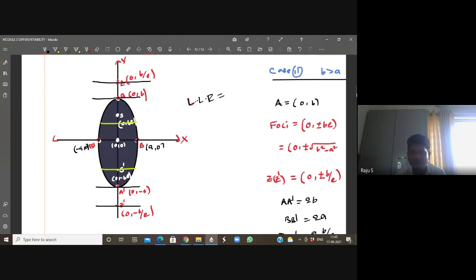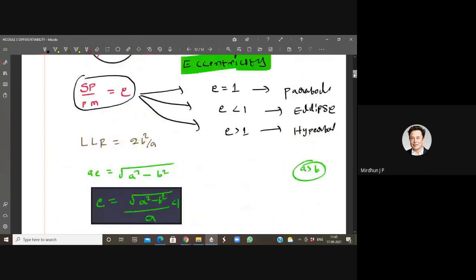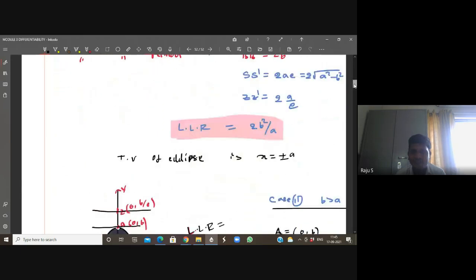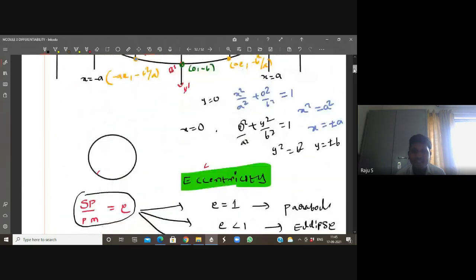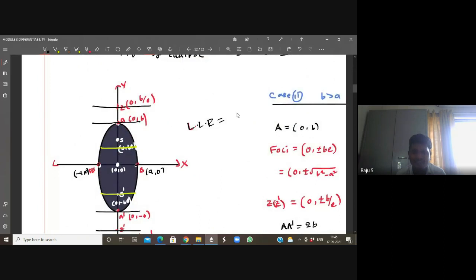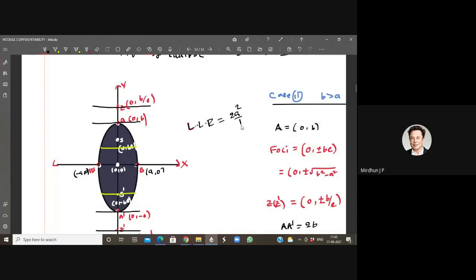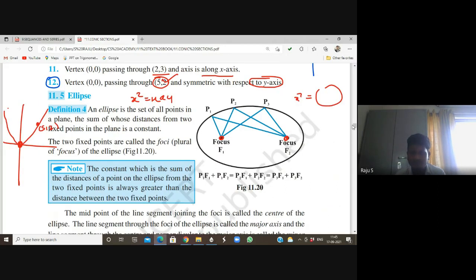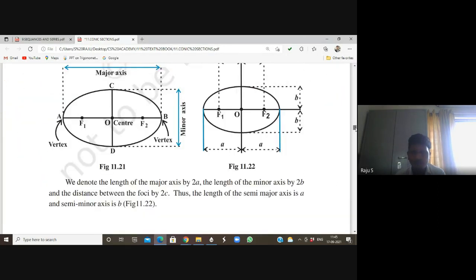LLR. What is LLR here? 2b square by a, for the length of the latus rectum. Yeah, here 2b square by a is for the major axis on the x-axis, but here the major axis is the y-axis, so it is reversed: 2a square by b is the LLR, the length of the latus rectum. Got it? But you know, the questions are very easy.